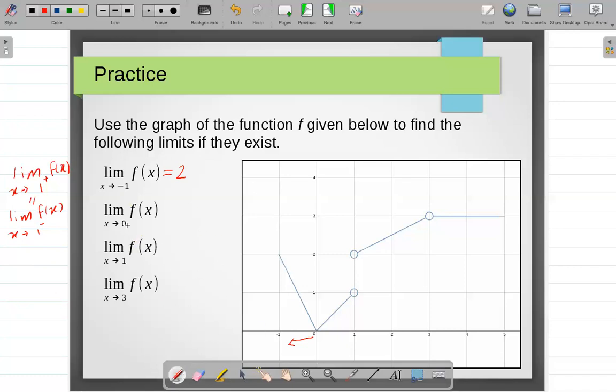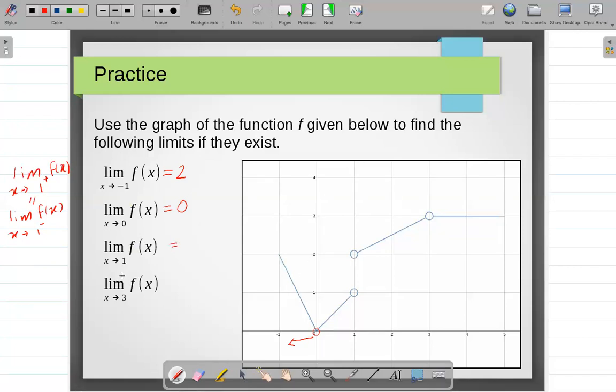And when x approaches 0, we have to look from the right and from the left. When x approaches 0 from the right, it's still this point. When x approaches 0 from the left, it's still this point. So here it is 0, because y is also 0, right? This on the y-axis is also 0.